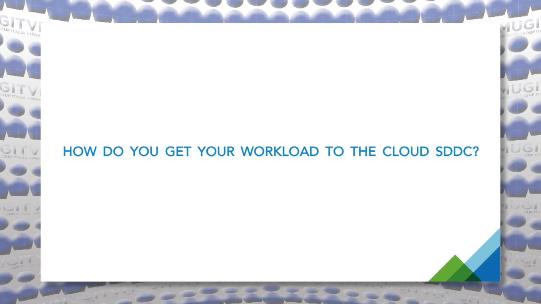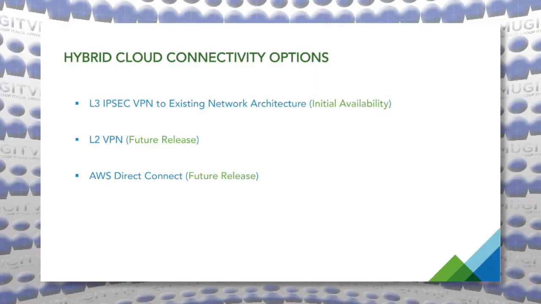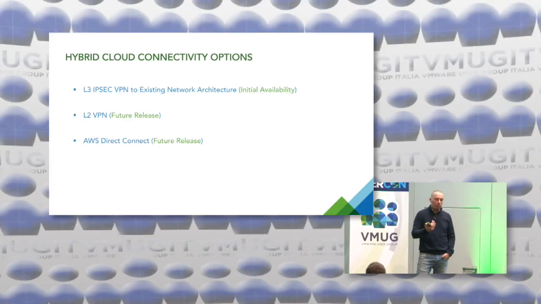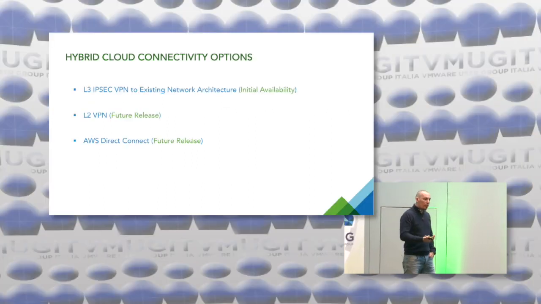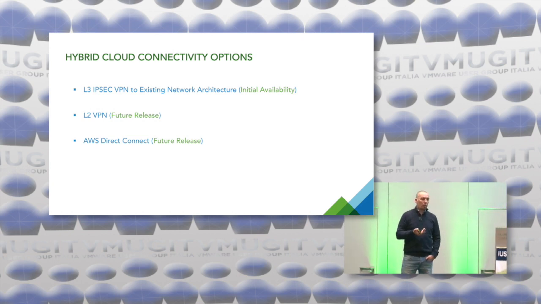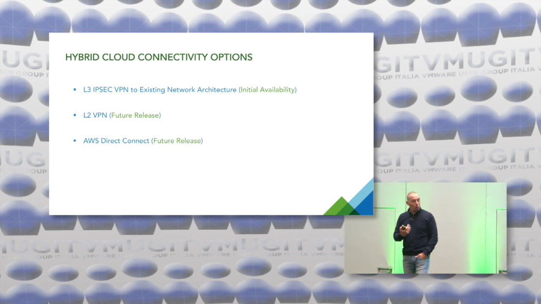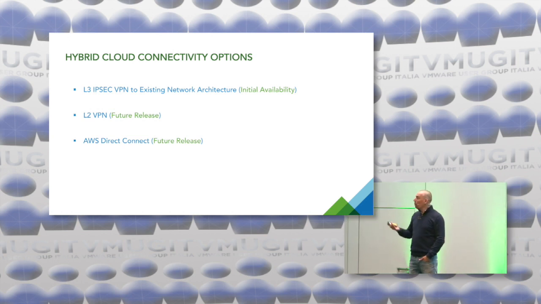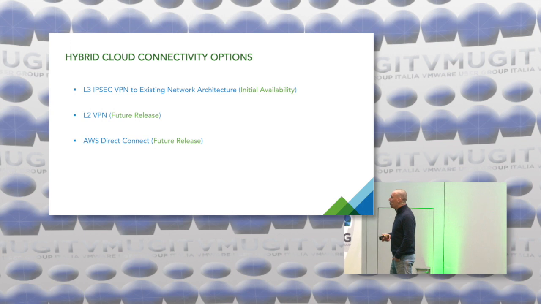So how do you get your workload to the cloud? Once you have spun up your cloud SDDC, how do you get your workload there? We start off with initial availability. We have L3 IPsec VPN as of now. That's the only way you can connect to your in-cloud SDDC. But in future releases, we will provide you with an L2 VPN connectivity option or AWS Direct Connect. AWS Direct Connect provides you with the highest bandwidth.